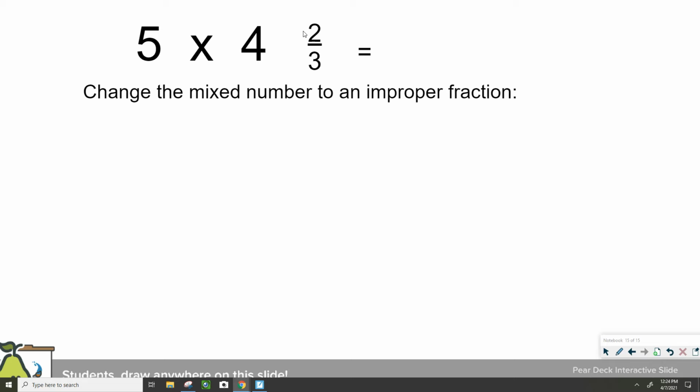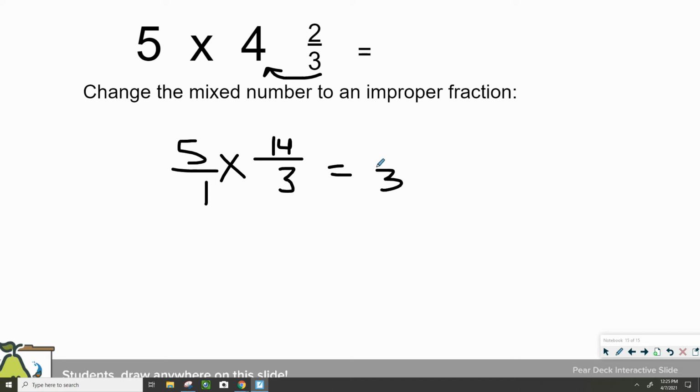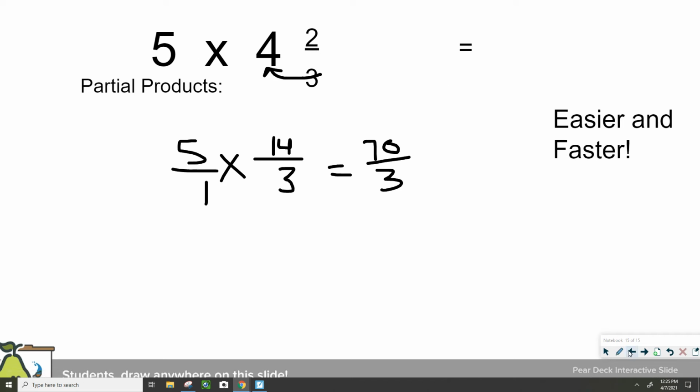I could also change this mixed number to an improper fraction. So I could say, which we already knew was 14/3. 4 times 3 is 12, plus 2 is 14 over 3. So I could do 14 times 5. I can do that, right? 3 on bottom, and I would have a 70 on top. And so then I could do 70 divided by 3. So that's one way that I could do my answer.